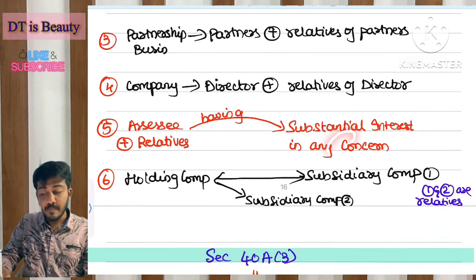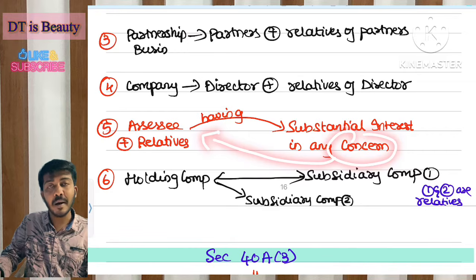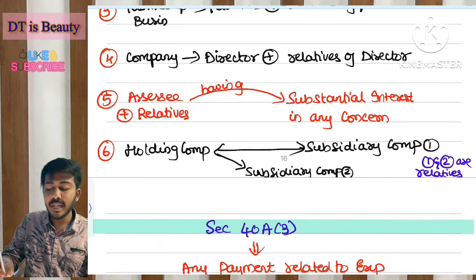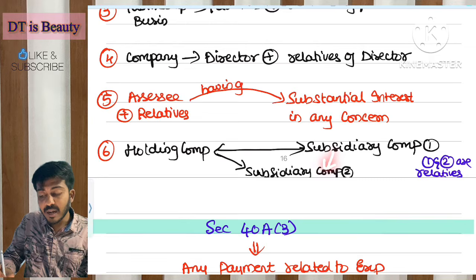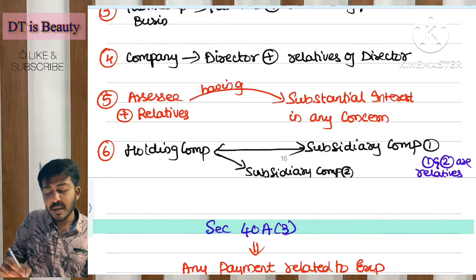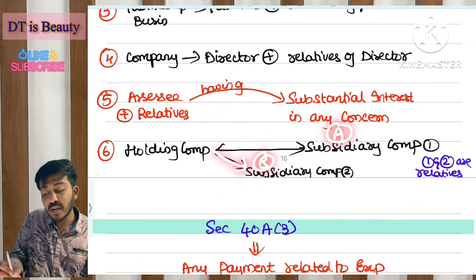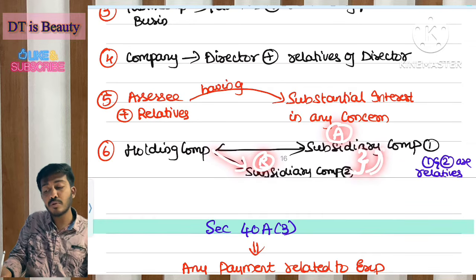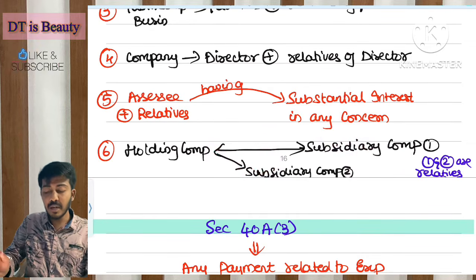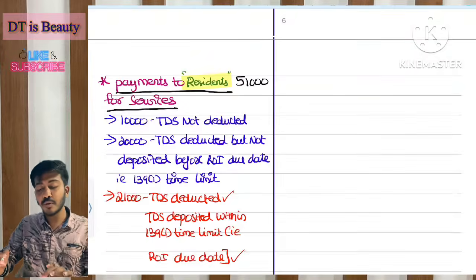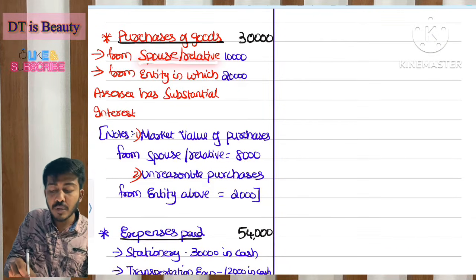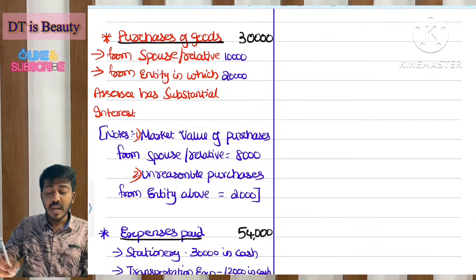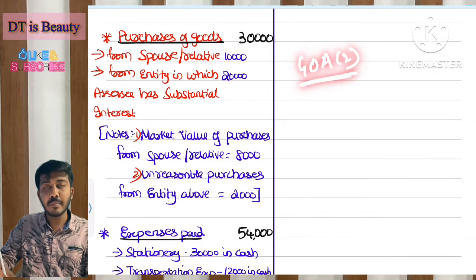If the assessee plus relatives together have substantial interest, 20% or more voting rights or profit sharing ratio in any concern, then that concern will become a related party to the assessee. And holding company and subsidiary company are relatives. Not only this, for example, say the holding company has A subsidiary company and the holding company has B subsidiary company, then these two subsidiary companies are also relatives to each other. Simple. This is what the relative definition is. Let us go and see how the numbers will be given in the exam. Purchase of goods is made from spouse or relatives. As soon as you see a relative, section 40A(2) should be applied.